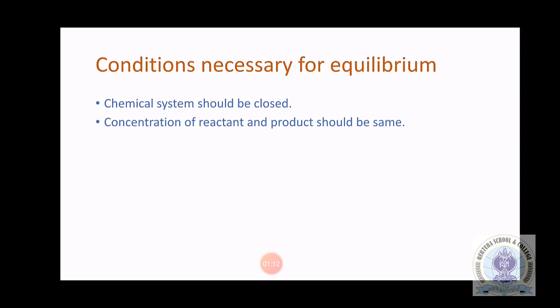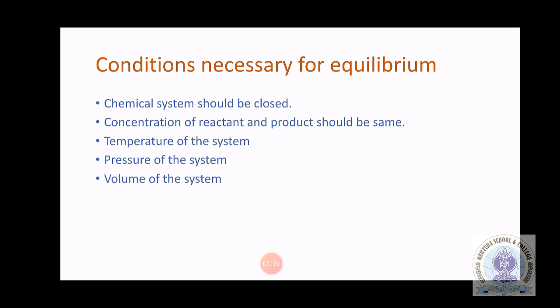Number three is that the temperature of the system will not be changed. Pressure of the system will not be changed, and the volume of the system should remain the same. How concentration, temperature, pressure and volume affect the equilibrium state, shortly we are going to discuss. And remember students, one specific condition that is most necessary for equilibrium is that the reaction should be a reversible reaction. Last is catalyst. The catalyst used in the chemical reaction will remain unchanged.